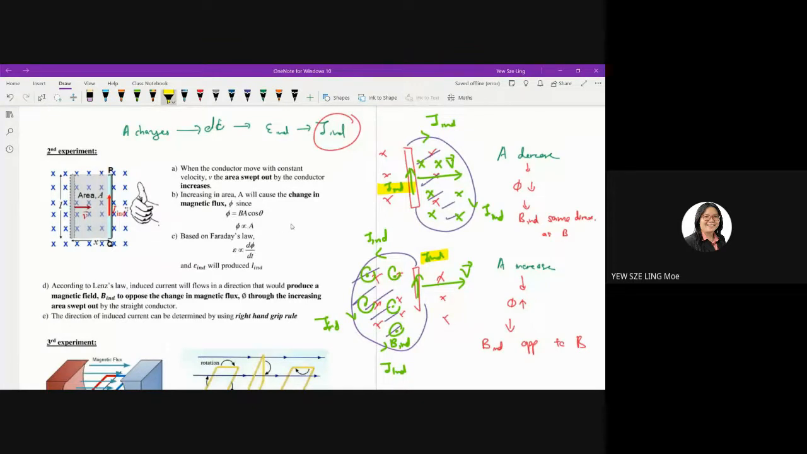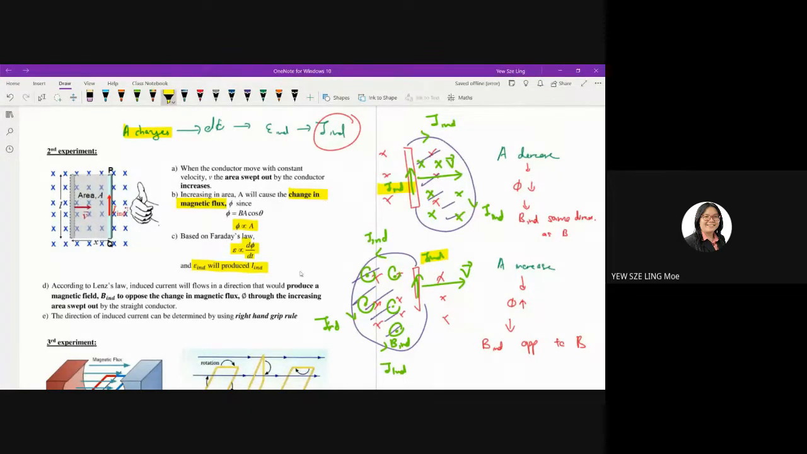So it's proportional. Based on Faraday's law, EMF, all these explanations are all the same. So basically, in your explanation, you don't have to explain whether A increases or A decreases. You just say A changes. A changes leads to the change in magnetic flux. Since magnetic flux is proportional to A, and it's proportional to EMF, therefore induced EMF is generated and thus it produces induced current.